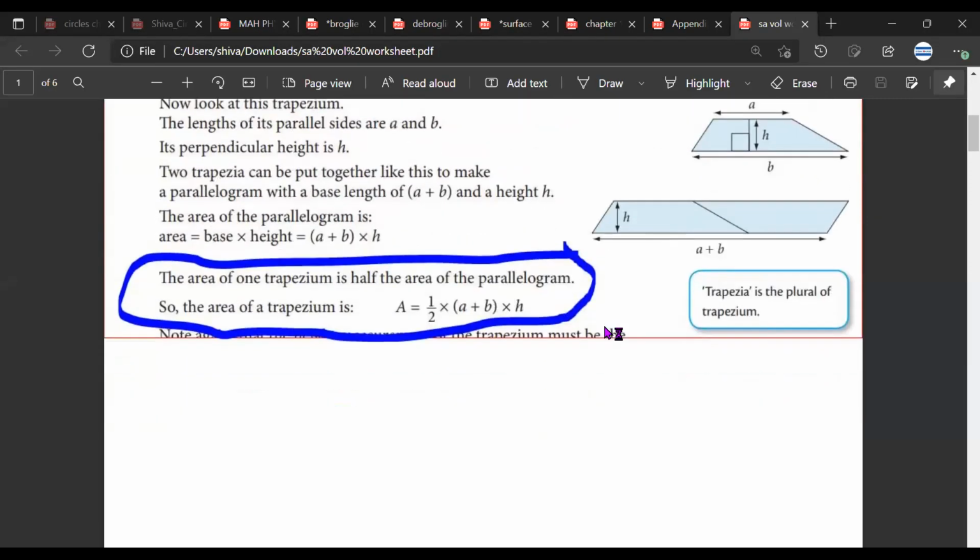Mr. Sarthak, are you aware of area of trapezium? No, sir. Okay. So let us look at the area of a trapezium. Now let us first understand what is a trapezium.